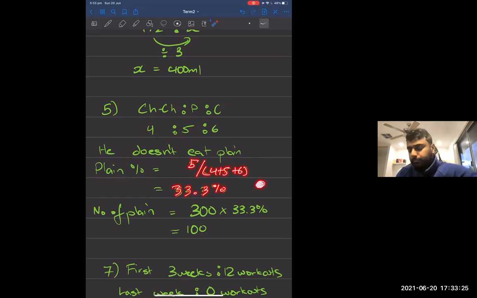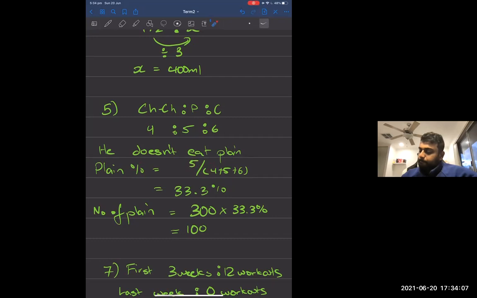Okay, so in this ratio, the total number of cookies you could get is 15 cookies, right? Which is 4 plus 5 plus 6. Do you understand? So the percentage of a plain cookie will be 5 out of 15. Because in 15 cookies, 5 of them will be plain. Do you guys understand that?